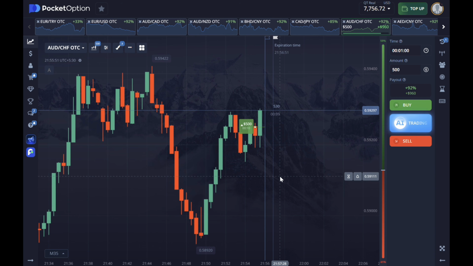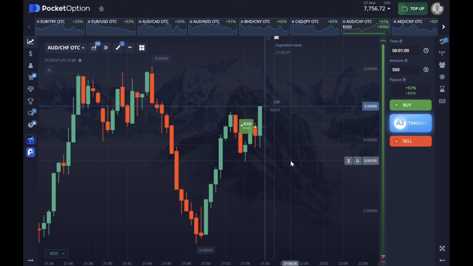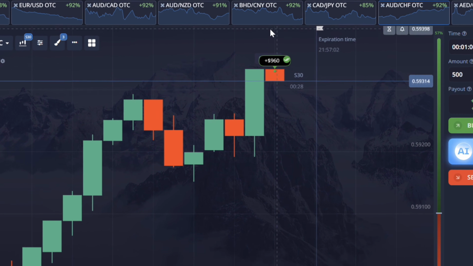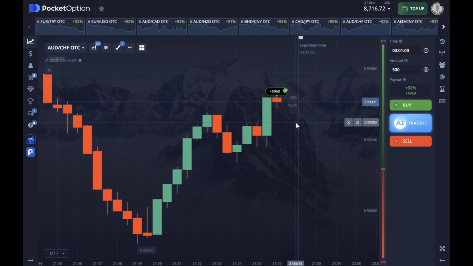Okay, let's wait a little and see what result our trade gives here. Okay, so here our trade will close after 5 seconds. Alright, so our trade has closed here and we've booked a profit of $960.